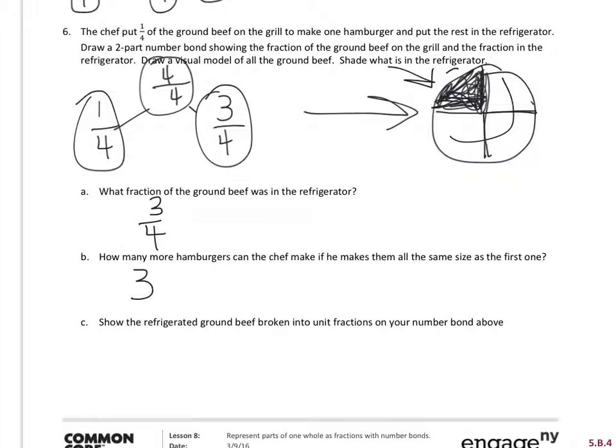And then if we show the refrigerated ground beef broken into unit fractions on your number bond, that would look like this. If this is what we put back in the fridge, we would have 1/4 and 1/4 and 1/4. Okay? Because we only have 3 pieces left by this point. Okay, let's take a look here.